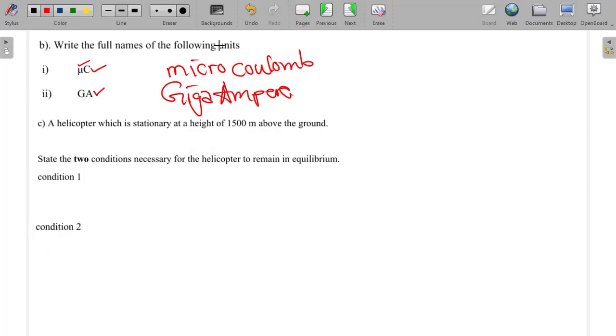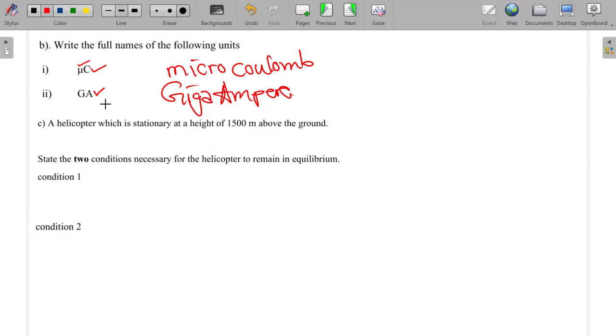So the question is saying state the two conditions necessary for the helicopter to remain in equilibrium. So we are now just stating the conditions that are necessary for this particular helicopter to be in equilibrium. And this is a question that is basically coming from equilibrium forces. So we know the conditions that are required for a particular substance or an object to be in equilibrium.